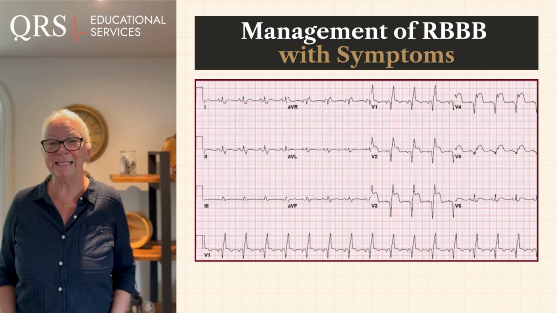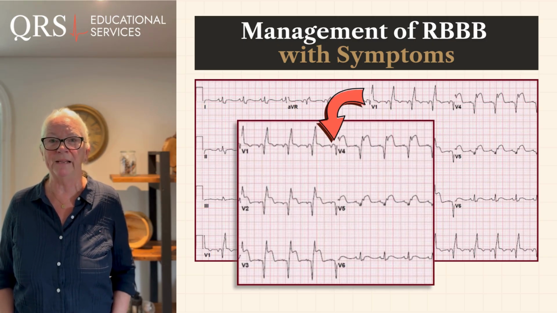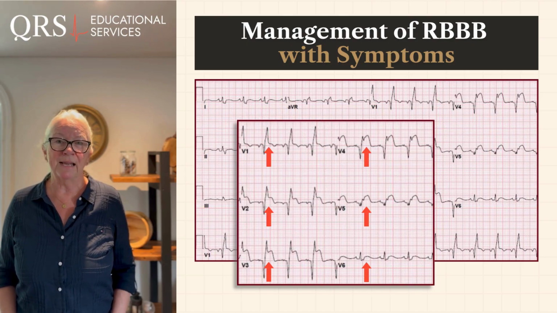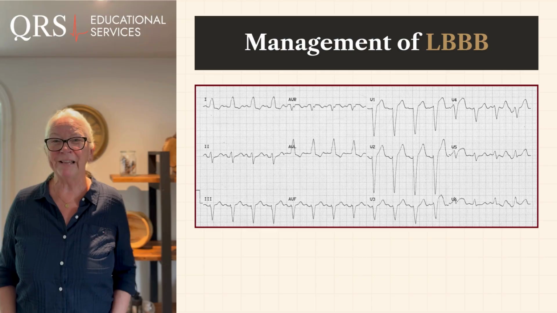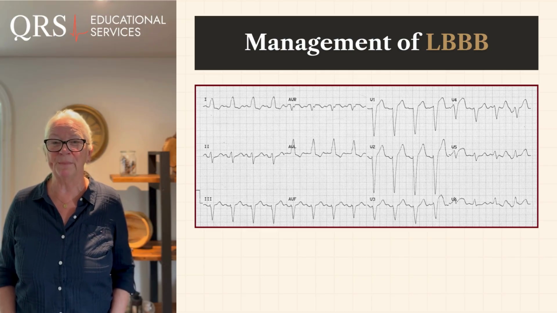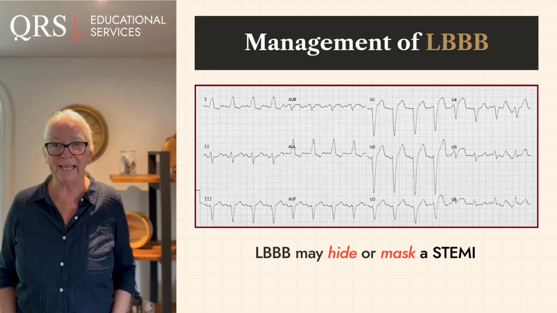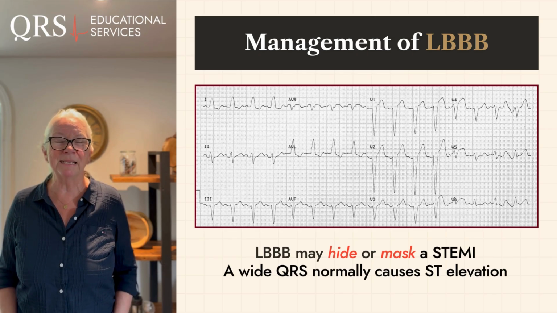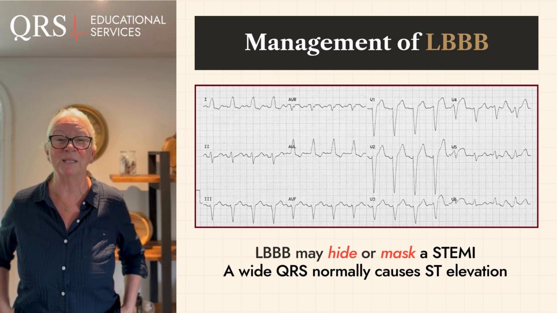Now, if the patient is symptomatic with a right bundle branch block, so let's say that they are having a myocardial infarction with ST segment elevation, you will most often see the presence of that MI with a right bundle branch block. But with a left bundle branch block, this is the conundrum that we have faced for decades. A left bundle branch block will hide or mask where the infarct is because the ST segment is already going to be elevated because the QRS complex is wide.